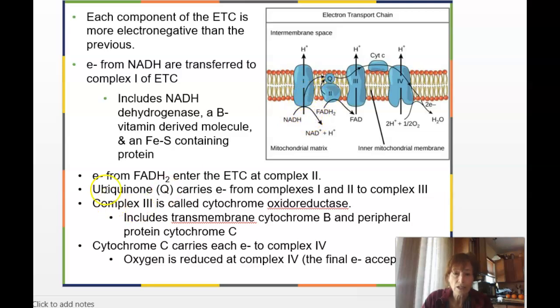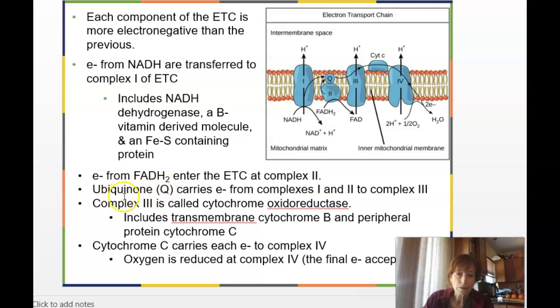So you see here it says the electrons from FADH2 enter the electron transport chain at complex 2. So it's basically saying right here, first NADH comes in and it starts this going, but now FADH2 is doing the same thing. Electrons get transported from one of these to the next, moves on down the line. Protons get pumped up here. Okay, and then here's a whole bunch of different other things that are involved.